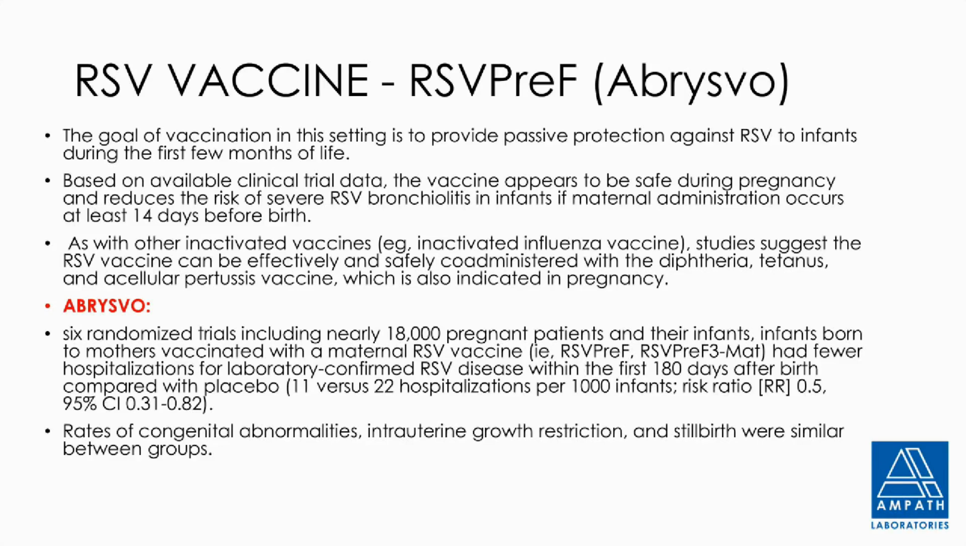So just some information on the randomized trials that were conducted. The 6 trials looked at close to 18,000 pregnant patients and their infants, and they found that infants born to mothers who were vaccinated had fewer hospitalizations for lab-confirmed RSV disease within the first 180 days after birth compared with the placebo. And the rates of congenital abnormalities, your IUGR, and stillbirth were similar between your placebo and your active group. So this is good news.